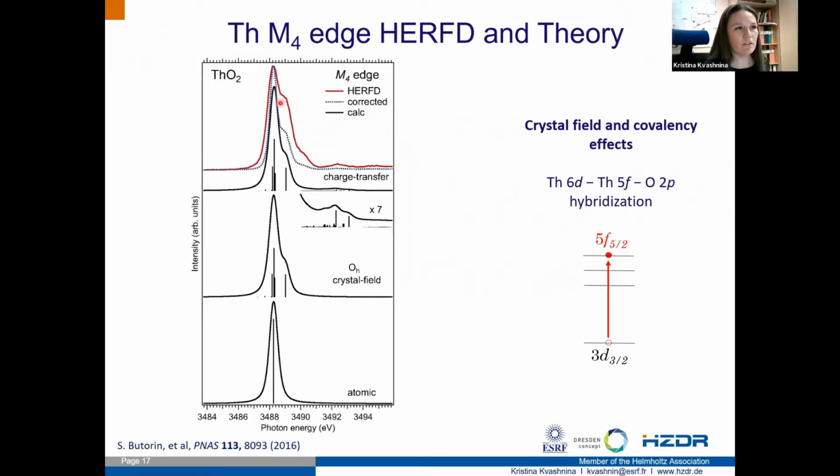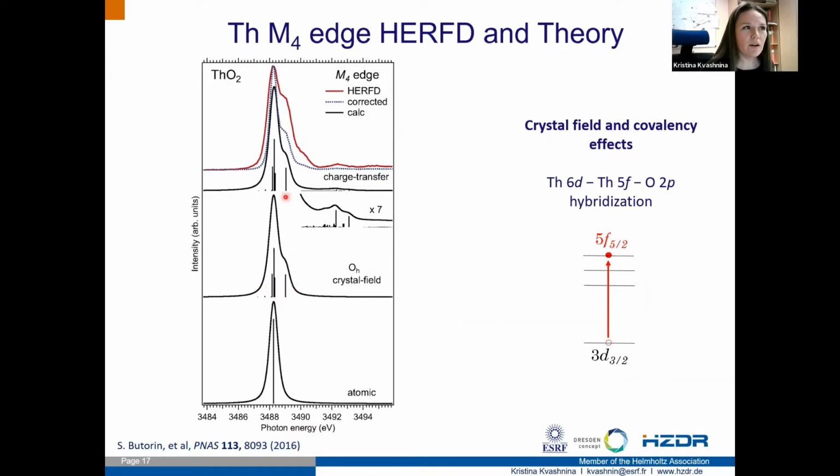So this is the experimental data, and that's what Sergey started to do. First of all, he went to the first step and just made atomic calculations because it's 5f0. So we have one electron in the excited state, so you have only one single multiplet here. Then he applied the crystal field. In the case of thorium dioxide, it's a cubic structure, so you split the states.